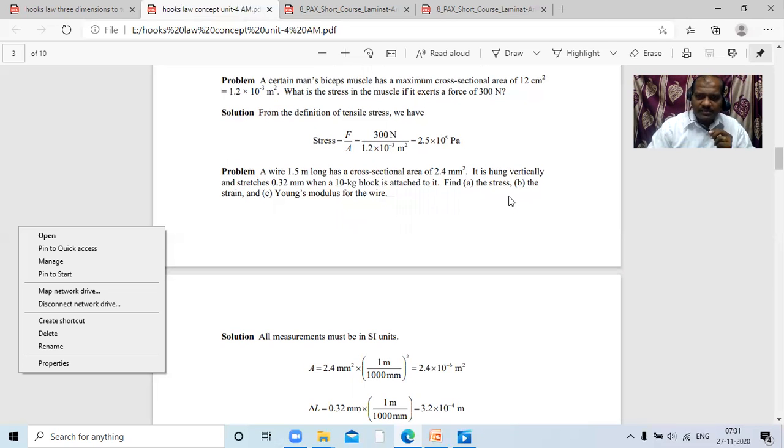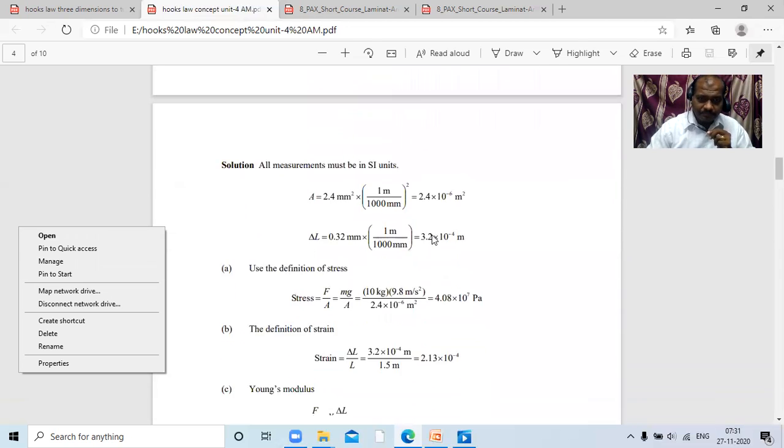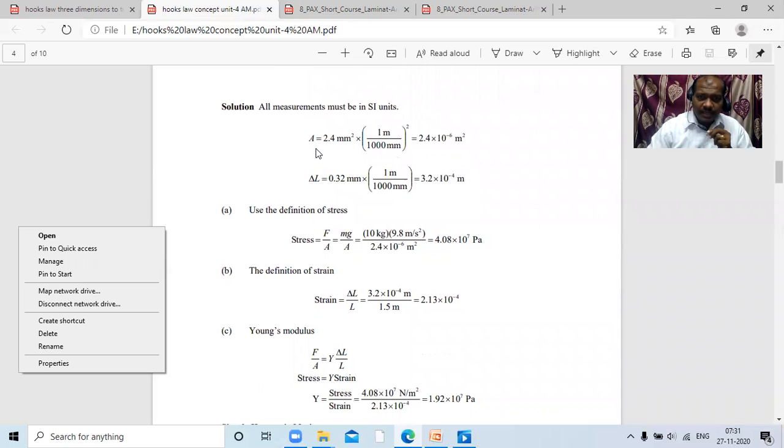Stress, you have to calculate the stress. Stress is equal to force by area. What is the force acting on that member? It is the 10 kg block. Area is 2.4 mm square. Try to convert it into meters. We know that 1 meter is equal to 1000 mm. Taking this as a fundamental conversion unit, it is 2.4 into 10 to the power of minus 6 meter square.